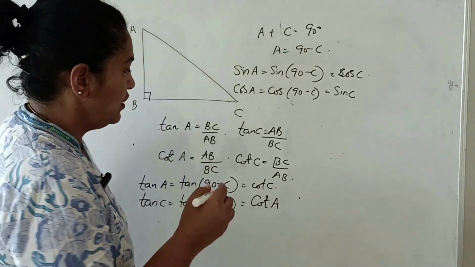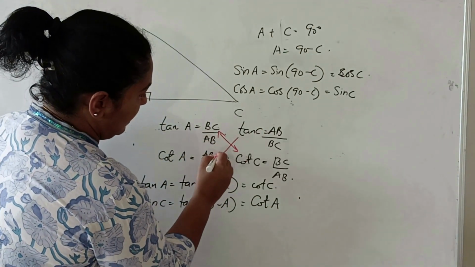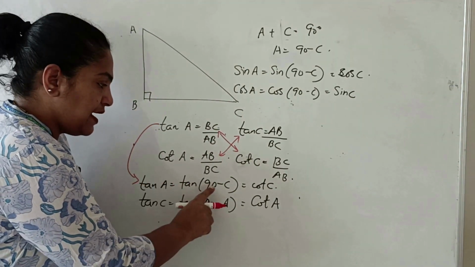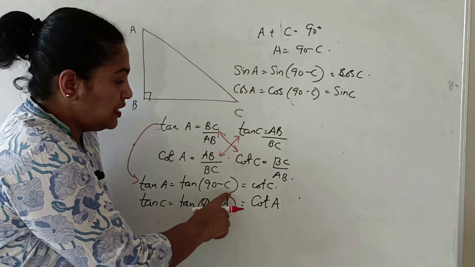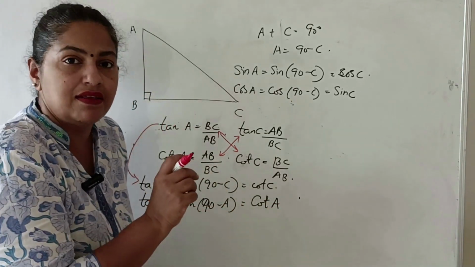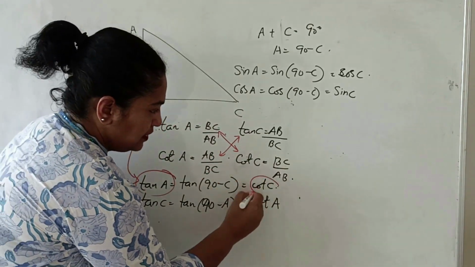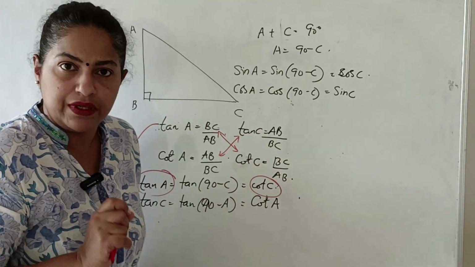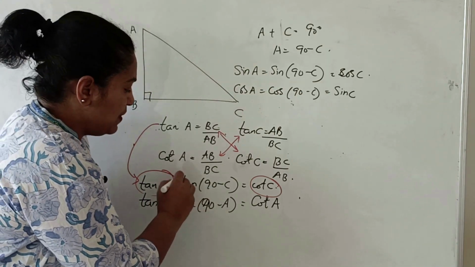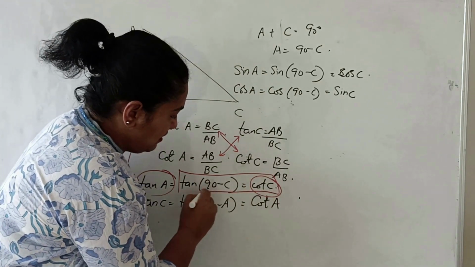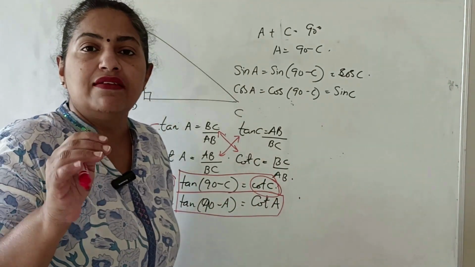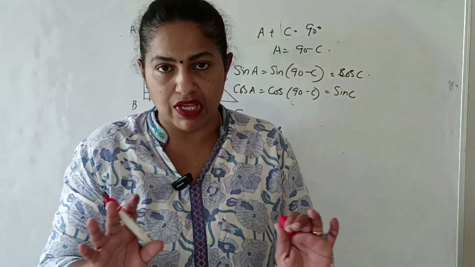So what can you see from this? You can see that tan A and cot C are the same and tan C and cot A are the same. Okay. Now, if I am substituting tan A as tan of 90 minus C because A plus C is 90 degrees, I will get tan of 90 minus C is equal to cot C. The reason being, these two ratios are found to be the same, right? Instead of A, I put 90 minus C, which basically means that tan of 90 minus C is equal to cot C and tan of 90 minus A is equal to cot A. So we can say that tan and cot are complementary.